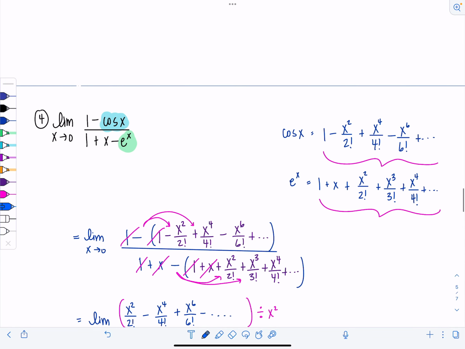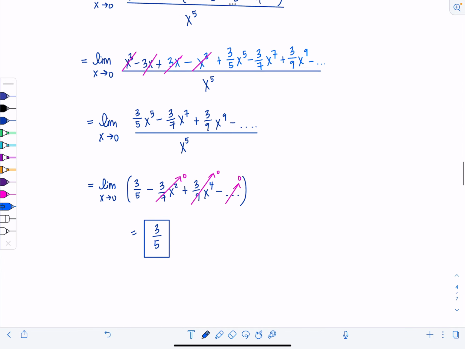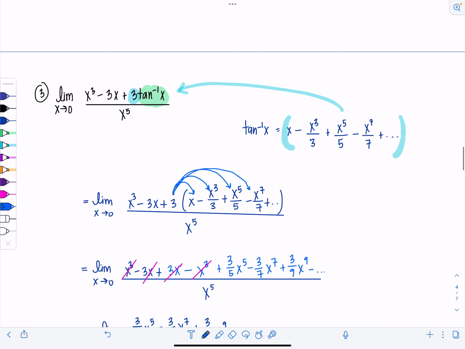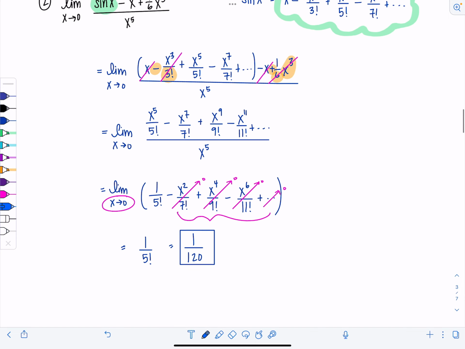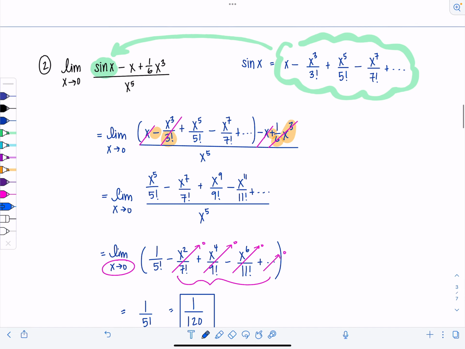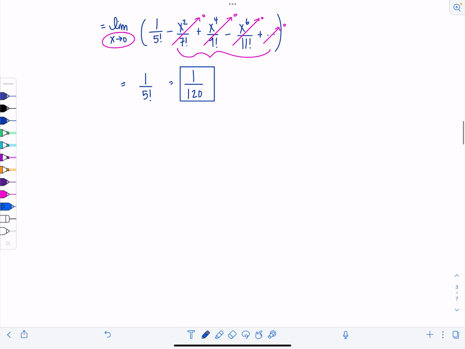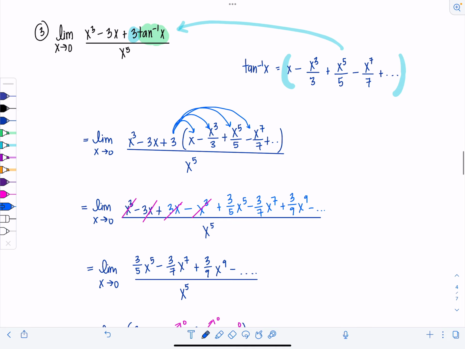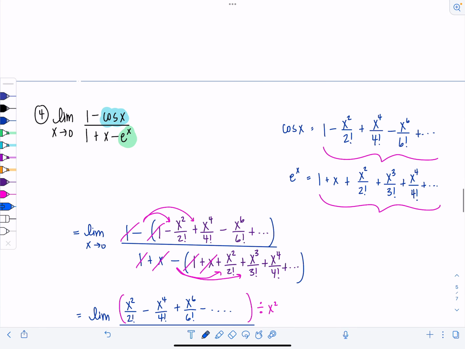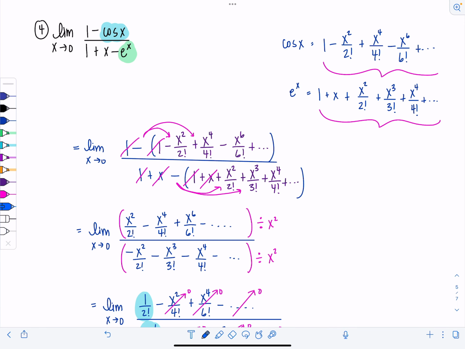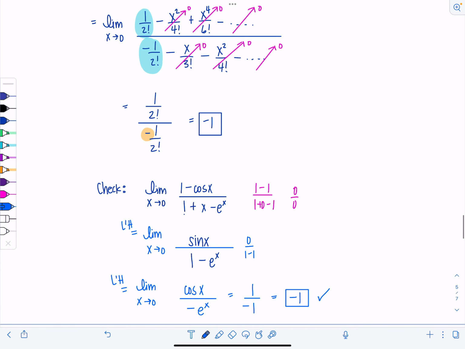I waited until this problem to show you L'Hopital's rule worked for a reason, because it wouldn't have been so cute on this one. It wouldn't have been so fab on some of the others. Do you get what I'm saying? It would have taken so many iterations. It could have gotten gnarly. I waited to show you that this was an alternative method on this guy because it came out nice.